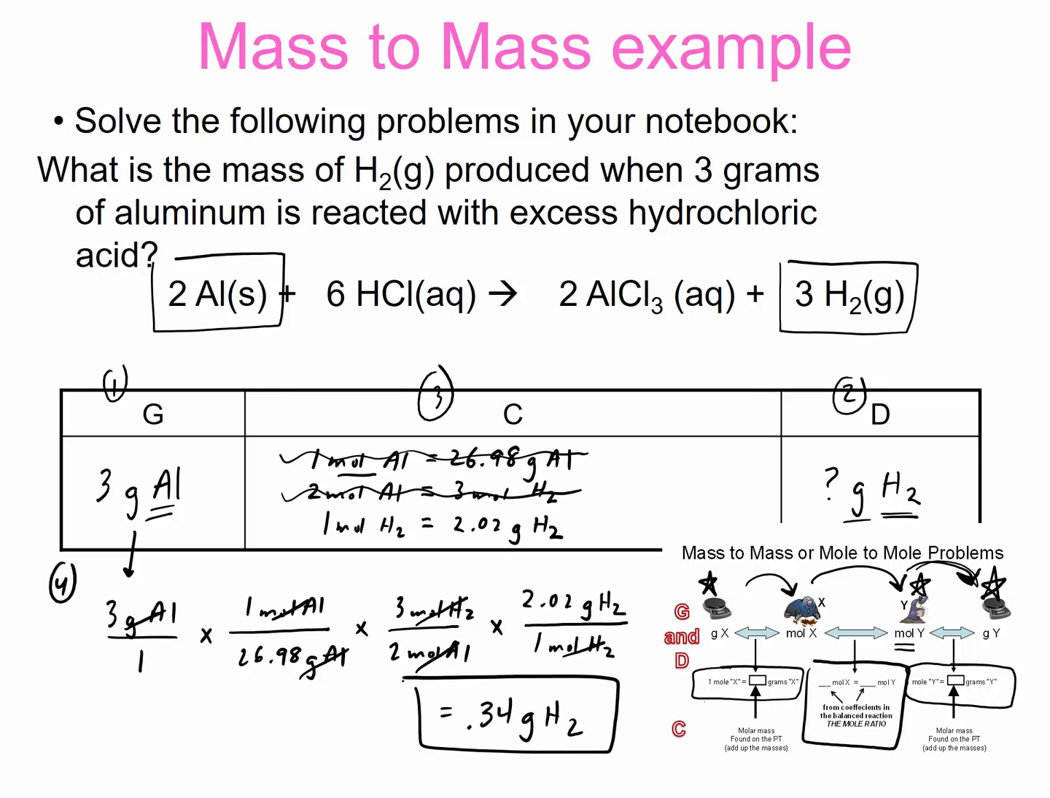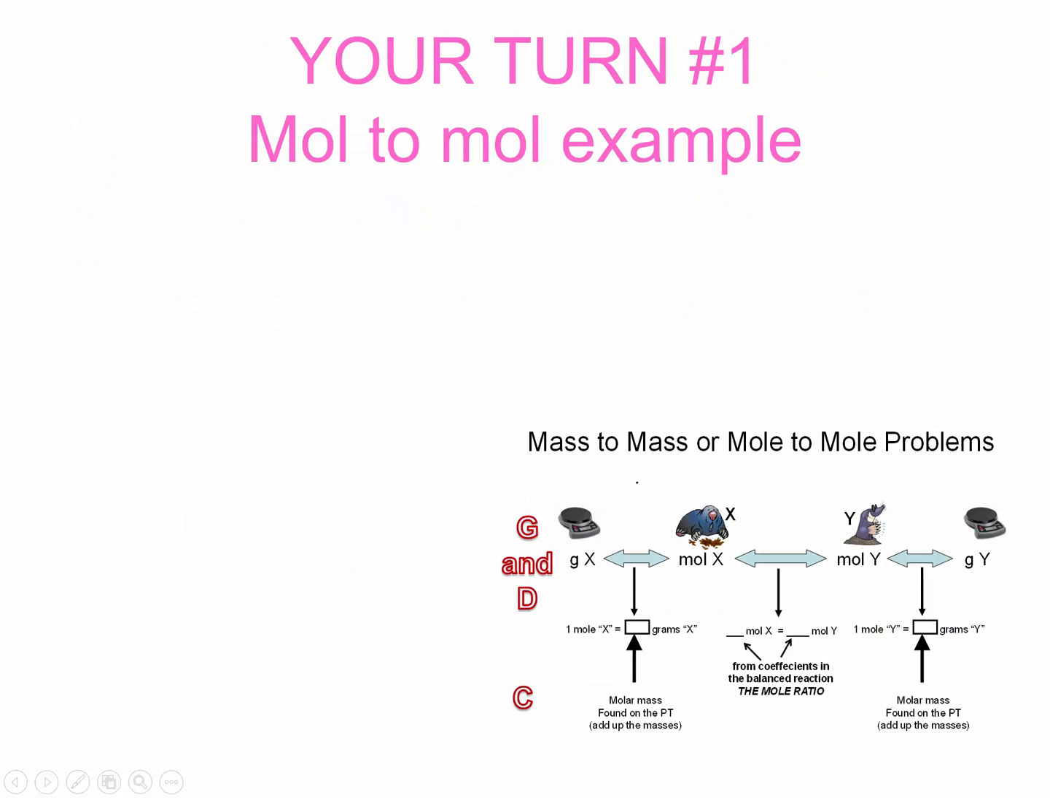So what did I just figure out? If I start with 3 grams of aluminum and I pour hydrochloric acid on it, like on aluminum foil, it's going to generate 0.34 grams of hydrogen gas if I carry out that reaction. So for the next 2 slides, I have examples for you to try. Let's go to the next slide.